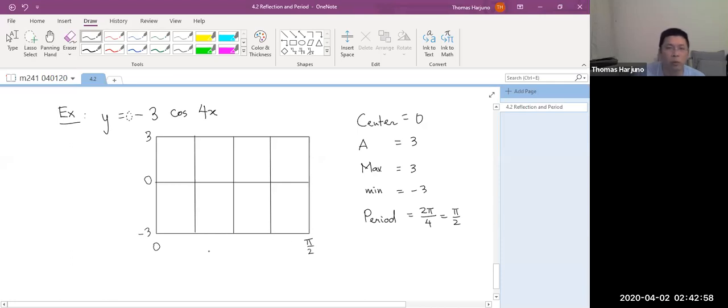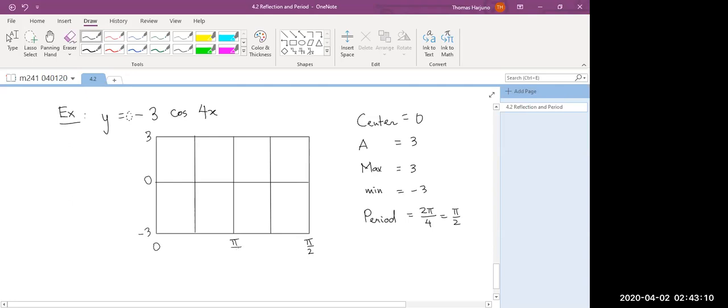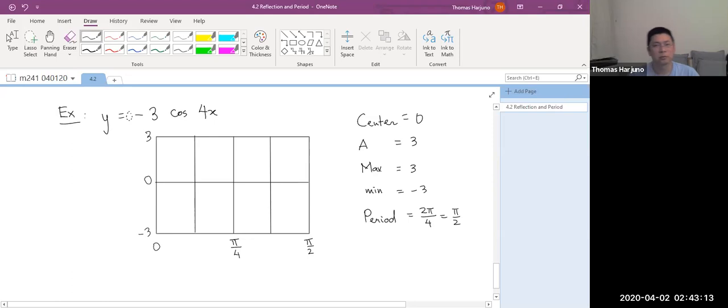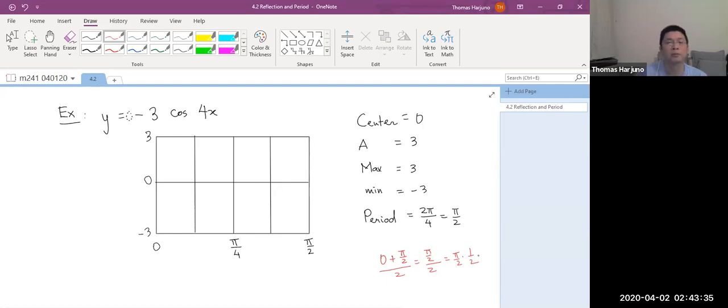So what is the midpoint here? Between 0 and pi over 2, what is in the middle? Pi over 4. When you get the midpoint between 0 and pi over 2, let me do a little scratch work. 0 plus pi over 2, divided by 2. That's pi over 2 divided by 2, the same as pi over 2 times 1/2. You see that? Okay. That's how I get the midpoint between 0 and pi over 2.